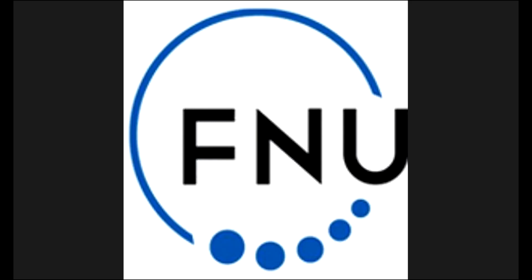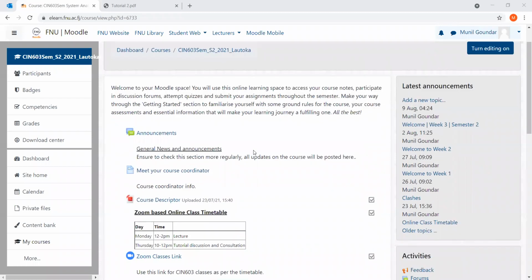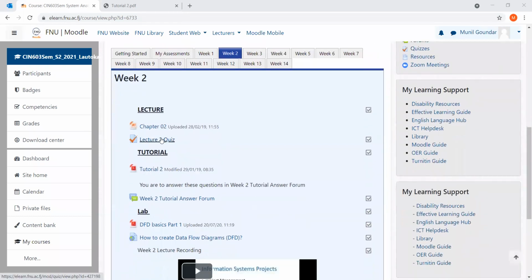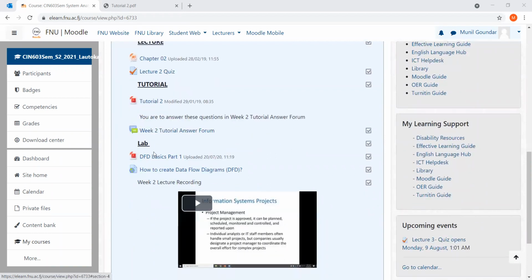So if you look at our Moodle shell, on the week 2 section of the Moodle shell, we've already covered the lecture notes, and the lecture quiz is already up on Moodle. Some of you have attempted it, that's good. We have a tutorial that will be covering this week's class. It's not so long compared to last week, so we should be able to finish it within 1.5 hours. And also you have a lab section.